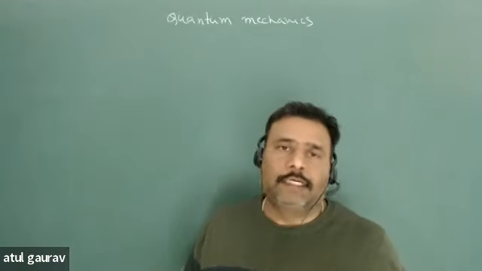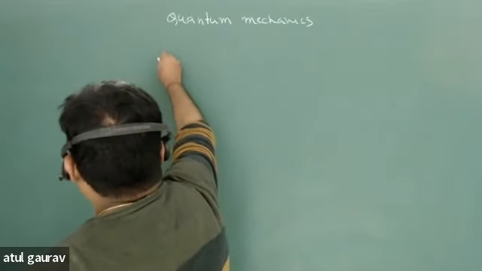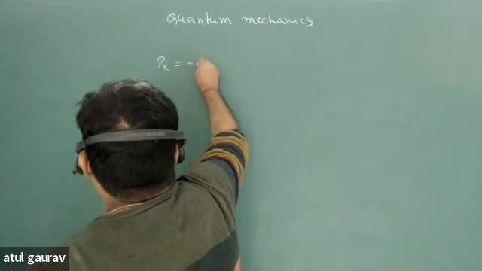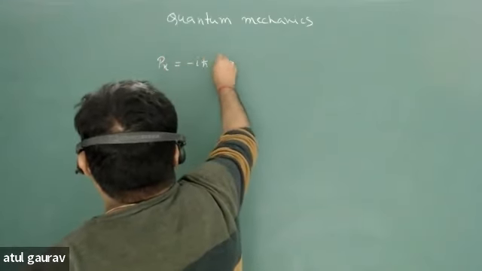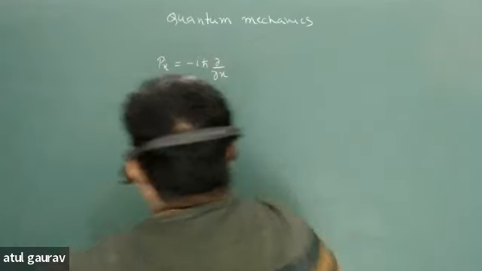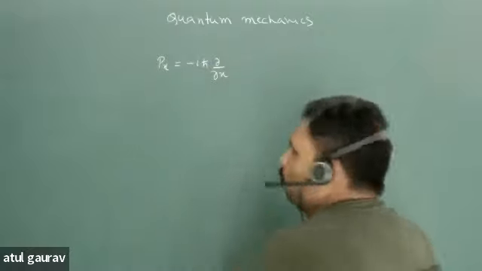Suppose, for example, we are talking about the momentum operator. In quantum mechanics, we can define the momentum operator as minus i h cut del upon del x. This will just tell you how the momentum of a particle can be calculated. So this is your momentum operator.